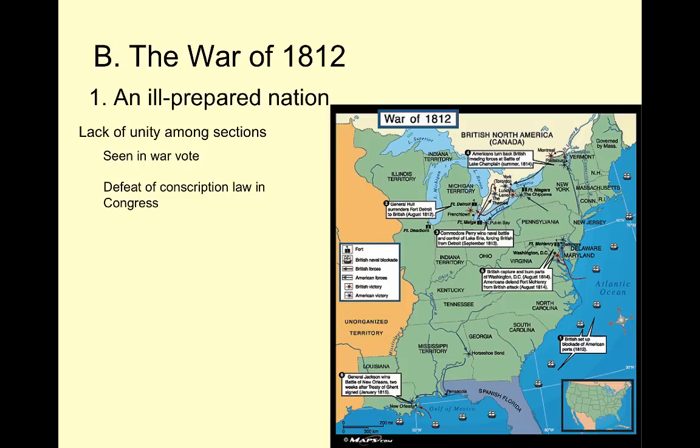And so we see that even to defend our country, some of the states say no to the war, and other states say we're not going to pass this conscription law, even though our army desperately needs these troops.